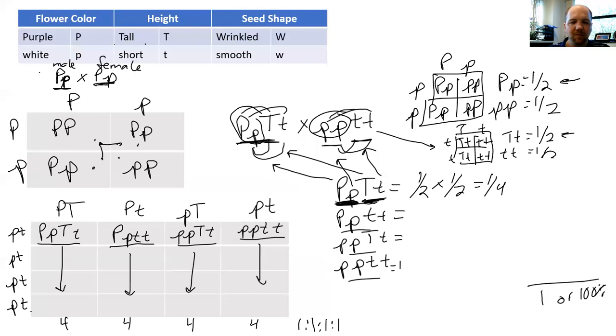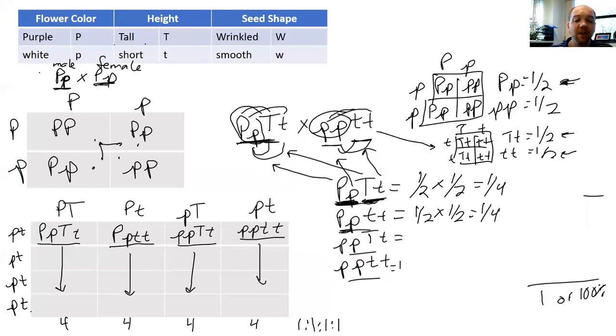So again, the probability of big P, small p is 1/2. The probability of small t is 1/2. So we multiply those together and we get 1/4. Okay? And we just continue that down and figure that out.